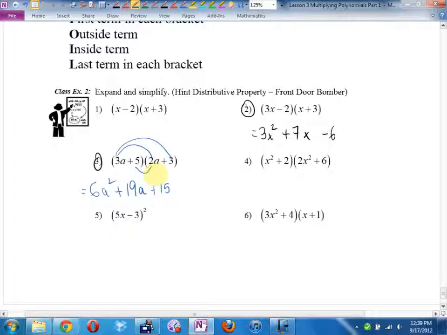Now, Garrett, the nice thing is if you get the hang of doing them in your head, you can kind of get... I'll be honest. The way I do these, I multiply the first ones, I multiply the last ones, and then I do the like terms because that's the toughest to keep track of if I'm doing them in my head.